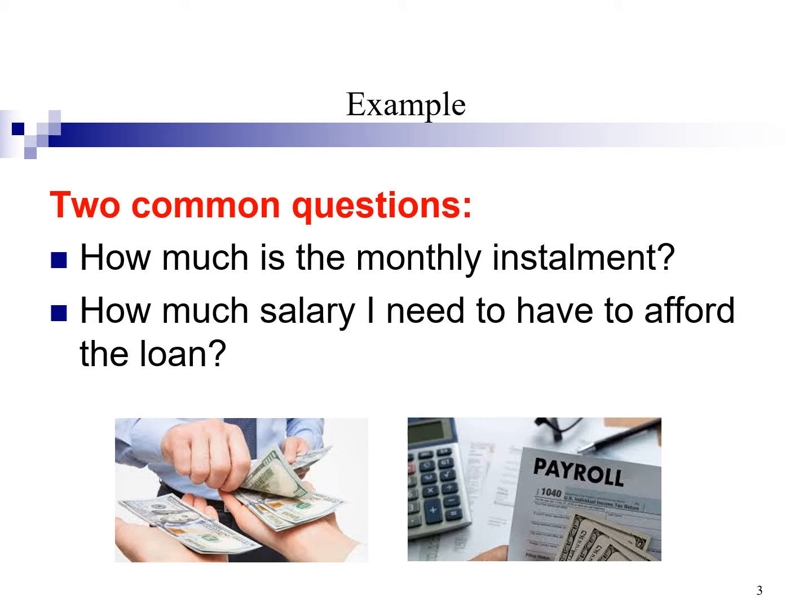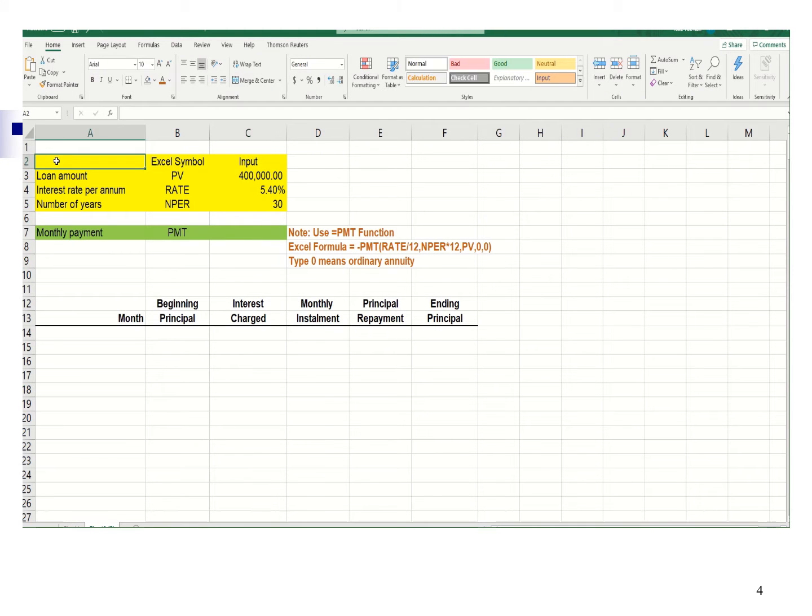The most common questions frequently asked by house buyers are: how much is the monthly installment? How much salary do I need to have to afford the loan? Well, we are going to answer these questions at the end of this video by constructing a financial model using Excel. The cells highlighted in yellow represent my important inputs, which are loan amount 400,000, interest rate 5.4%, number of years 30. The very important first step is to calculate the monthly installment.